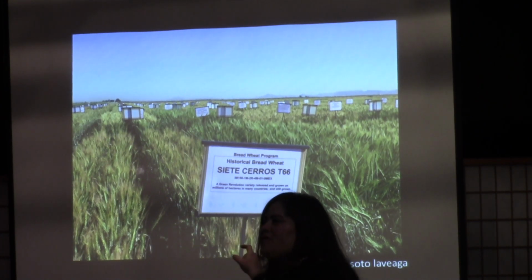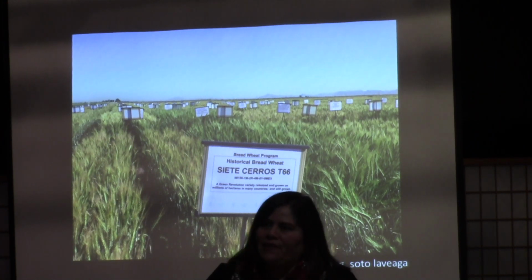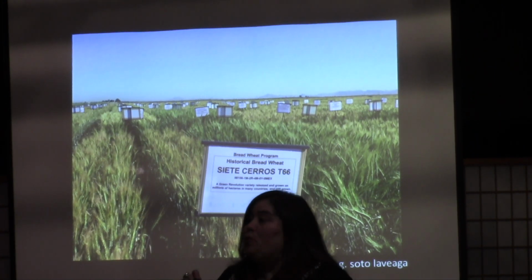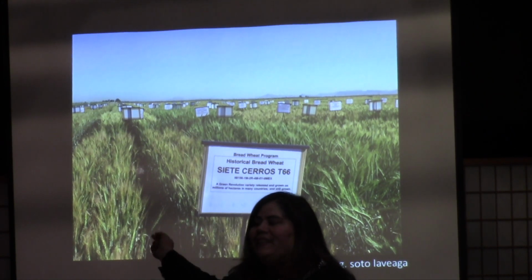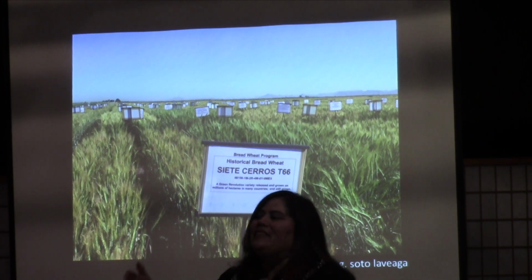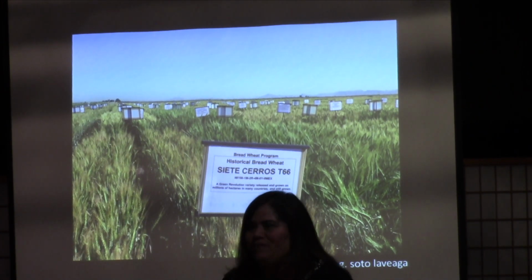From this single experiment station, more than 70% of today's world wheat varieties are derived from this research station. Let me repeat that. More than 70% of the wheat that is consumed around the world comes from Mexico, from this single research site.